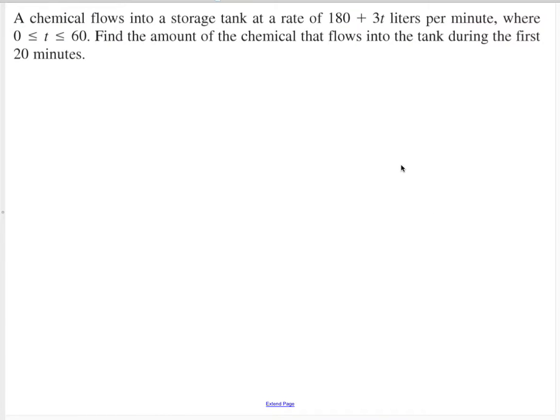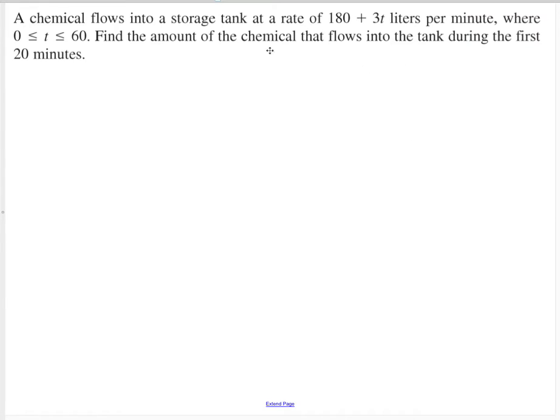So here's an example. For these problems, a lot of times you're just going to want to show setup and answer. Sometimes, yeah, you're going to want to do it on a calculator because it's not a tough integral, but a lot of times it shows setup and answer. So a chemical flows into a storage tank at a rate of 180 plus 3t liters per minute, where 0 is less than or equal to t is less than or equal to 60. Find the amount of chemical that flows into the tank during the first 20 minutes.